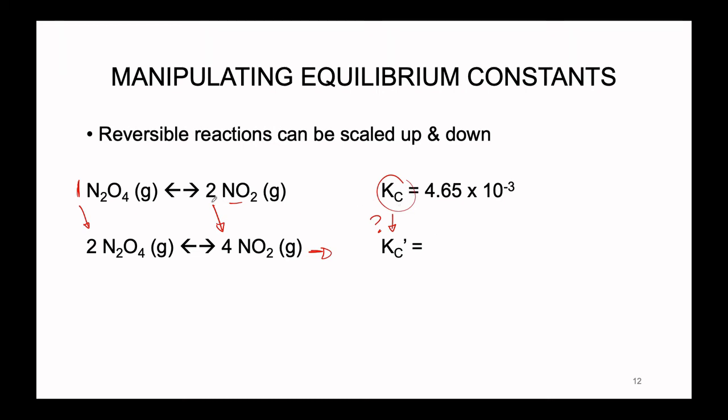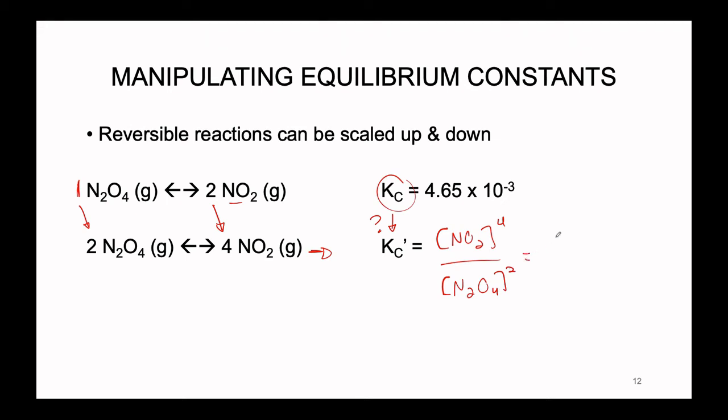So, if we scale up our reaction, our equilibrium constant we can write out again as a ratio of products to reactants. And if you're getting tired of hearing me say ratio of products to reactants, boy do I have some news for you, because we are going to be using that phrase a lot. So the equilibrium expression, our Kc prime, is going to be equal to the concentration of NO2 to the 4th, all divided by the concentration of N2O4 to the 2nd.